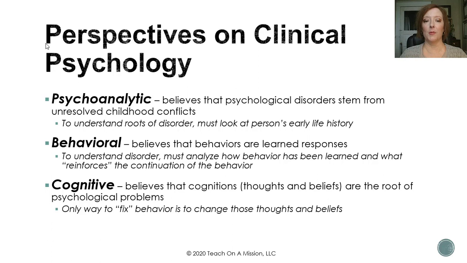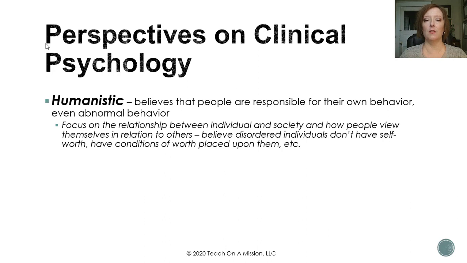From the cognitive perspective, there's the belief that cognitions, which are thoughts and beliefs, are the root of the psychological problem, and the only way to fix the behavior is to change those thoughts and beliefs. From the humanistic perspective, it's the belief that people are responsible for their own behavior, even abnormal behavior, and so there's a focus on the relationship between individual and society, and how people view themselves in relation to others. This perspective takes on the opinion that the person with the psychological disorder doesn't believe that they have self-worth and that they have had conditions of worth placed upon them.